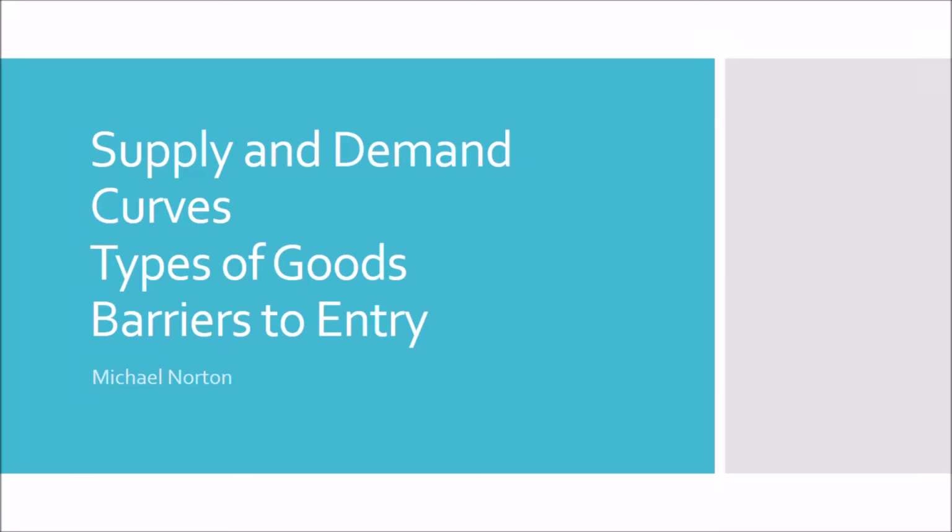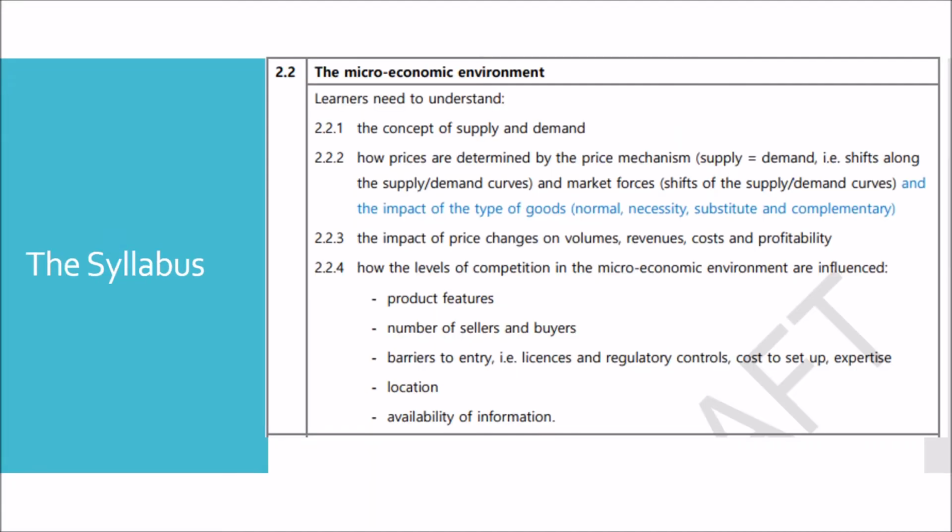Supply and demand curves, types of goods, and barriers to entry. So let's look at the microeconomic environment section of the syllabus. In this element, learners need to understand the concept of supply and demand. So we can go through that, and how prices are determined by price mechanisms.